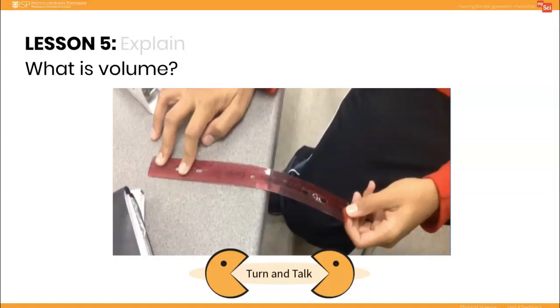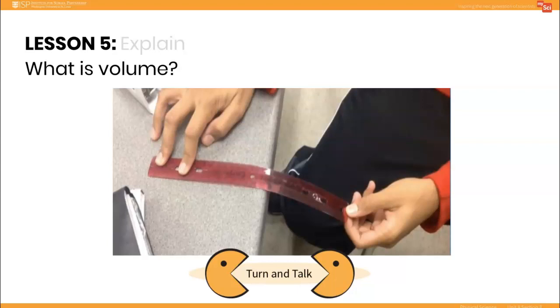For the explain portion of this lesson, you will need the rulers found in Lesson 2 of this unit. Pass 1 ruler out to each pair of students. Remind students how to make sound with the ruler by holding one end of the ruler on the desk while hitting the other end of the ruler. Have students work together to try to make the ruler louder and softer.